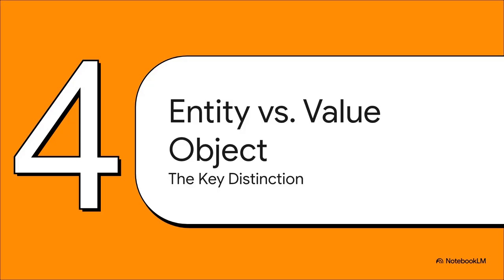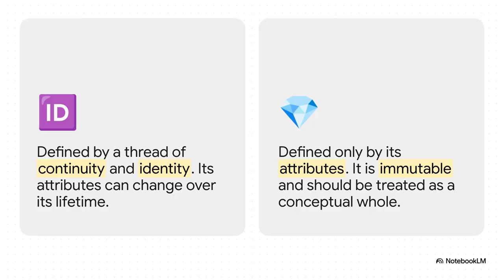Okay, this brings us to what might be the single most important and most frequently confused distinction in all of domain-driven design. What makes something an entity versus its partner in crime, the value object? Let's clear this up once and for all. Let's break this down side by side. On the left, we have the entity. With your user account, you care intensely about which one it is. It has a unique ID, and that's everything.